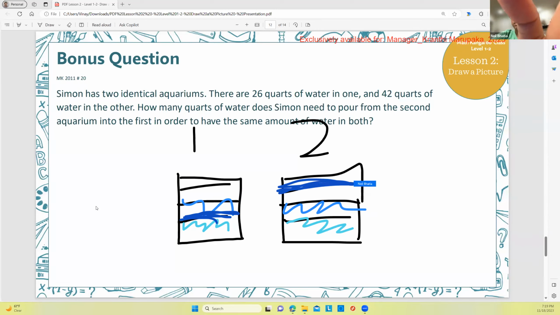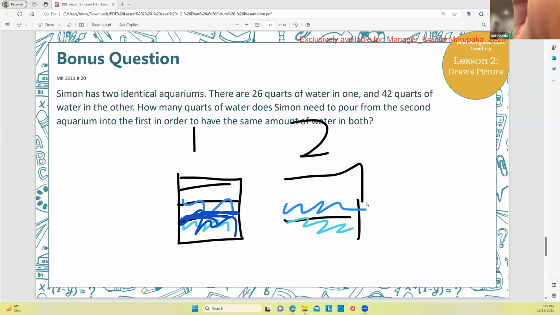So basically, you'll need to find out how much do I need to move from aquarium 2 to aquarium 1, which can be solved by finding the average or by drawing a picture.